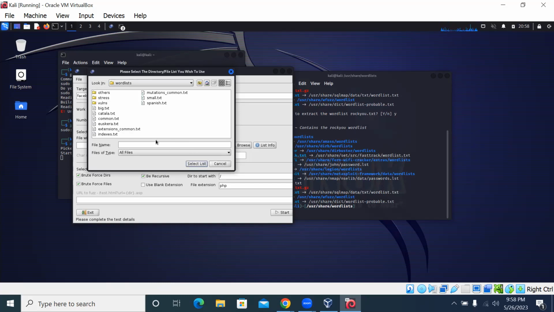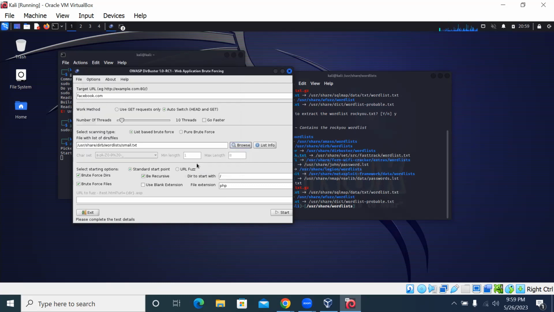So now if I open that folder, I have several texts. They are all text files, right? So I can say, okay, let me use this. For instance, I've selected this part. So I can go ahead and start. If I just click on start now, it will start testing all of the items in this word list on this website to see how it can fetch the directories, the different pages.